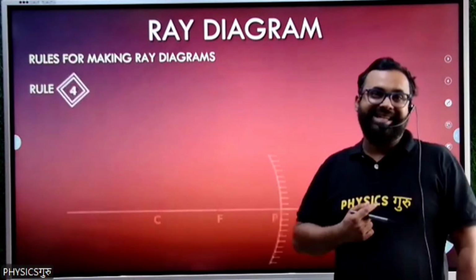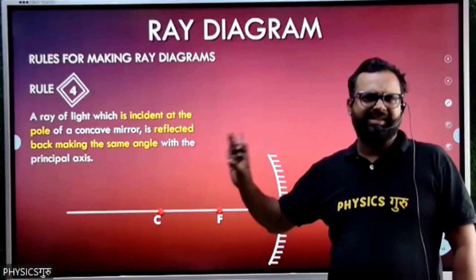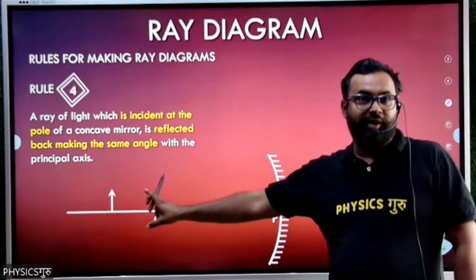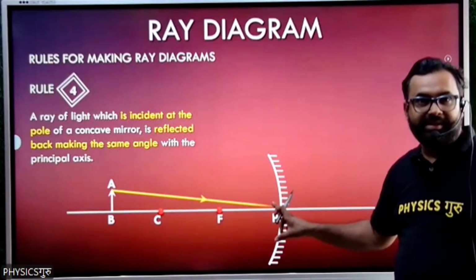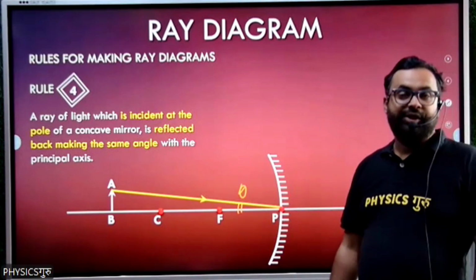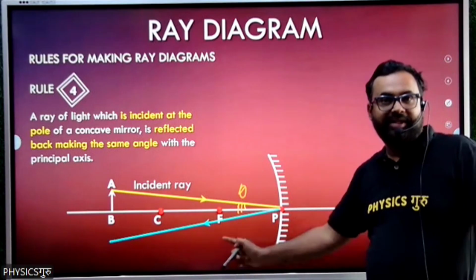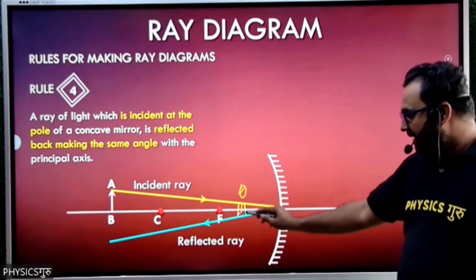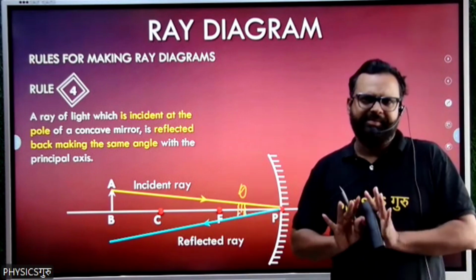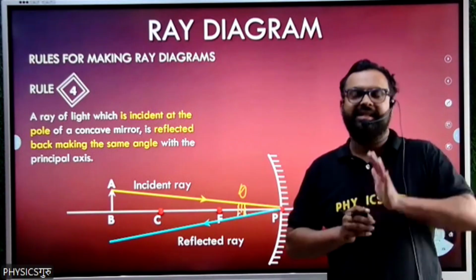And we have one more additional rule, called rule number 4. ये book में नहीं है. It's just normal. A ray of light which is incident on the pole of a concave mirror makes an angle of say theta. After reflection it traces the same angle. So basically angle I is equal to angle R. Laws of reflection, angle I is equal to angle R. These are the 4 rules.